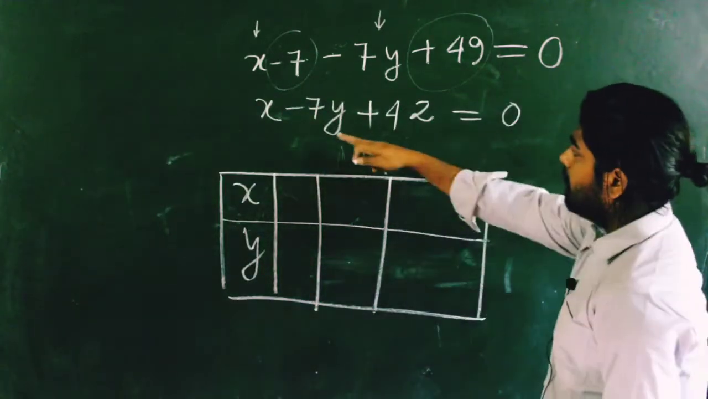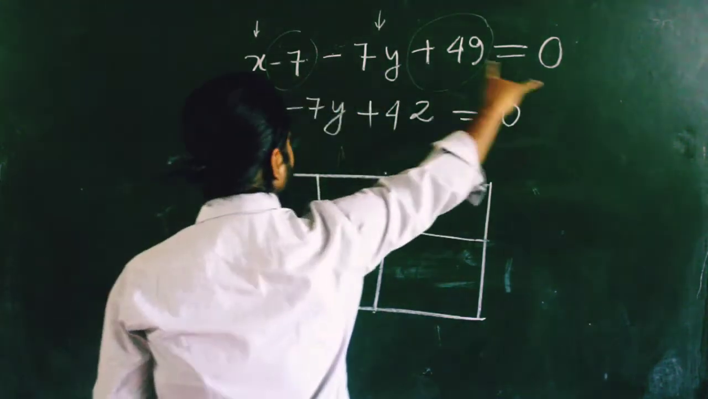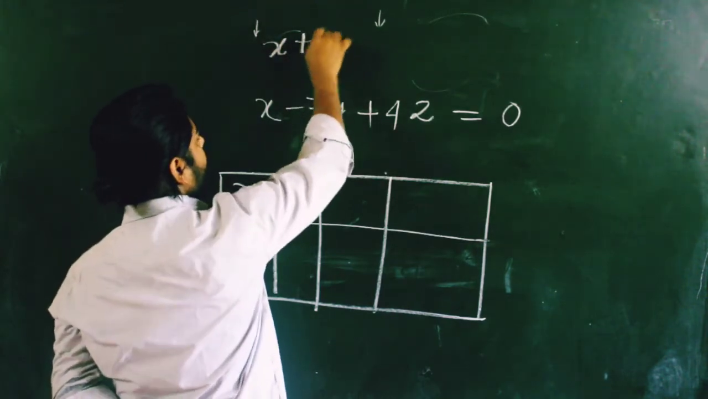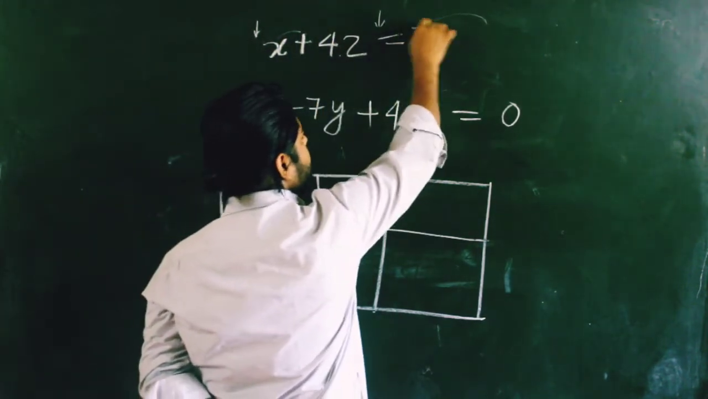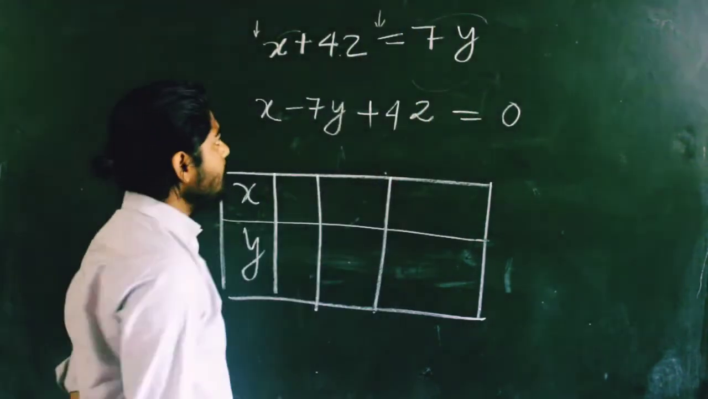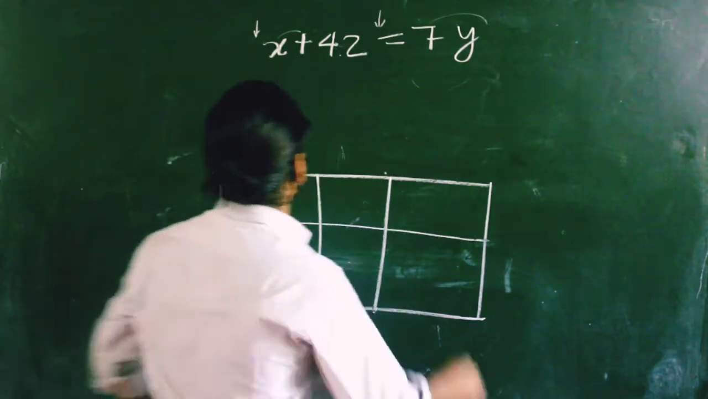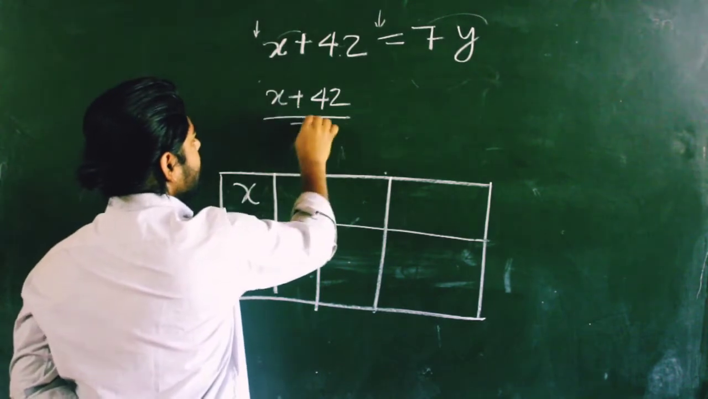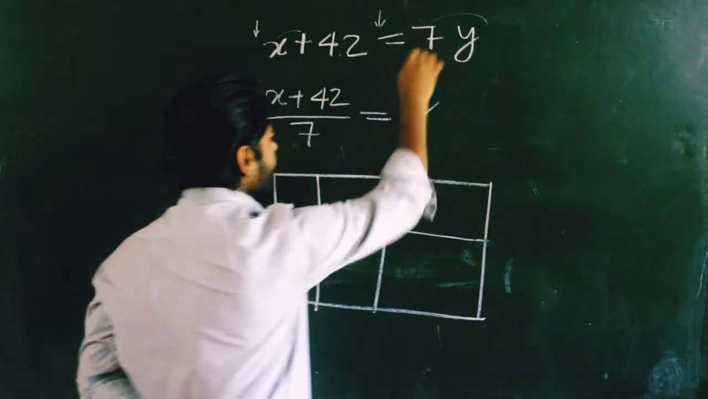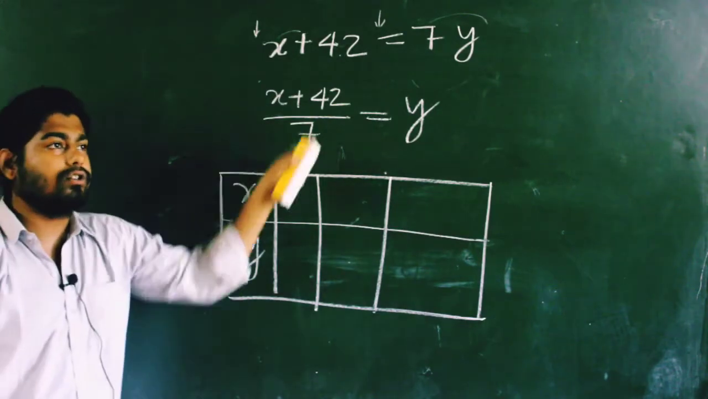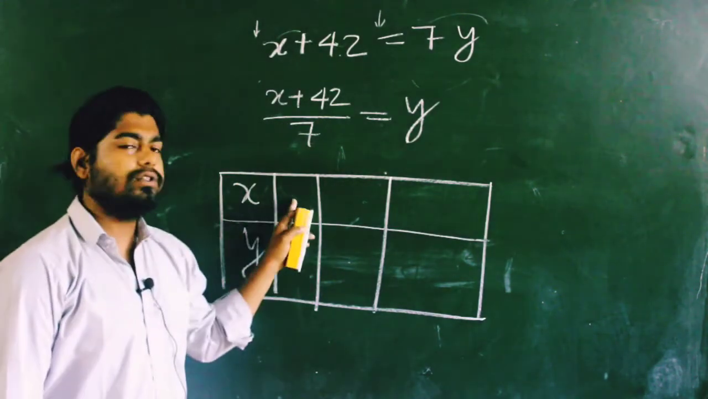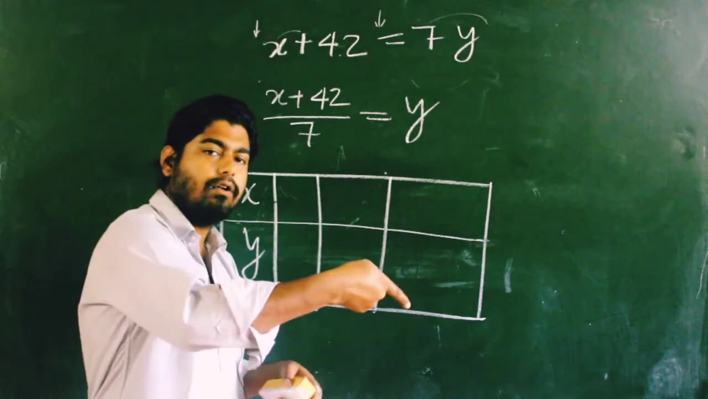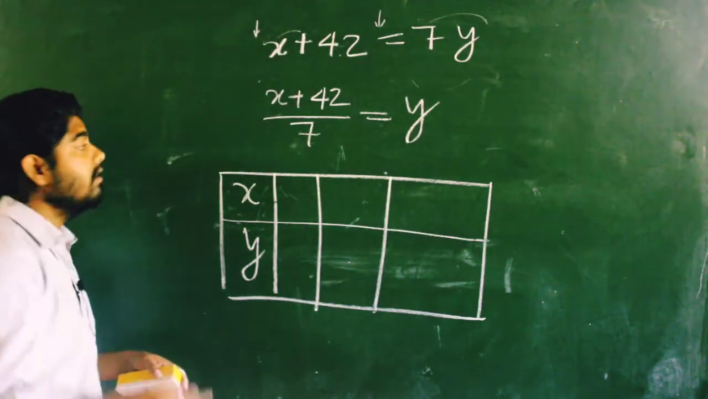So let's see. If you have this, and if I take this to one side, I will end up with something like this: x plus 42 equal to 7y. Again, x plus 42 by 7 equal to y. So this is the correct form for solving the graph. Now you have to assume any value for x, then you will get the value of y. These are called dependent variables. That means if you put in the value of one, you will get the value of the other variable.